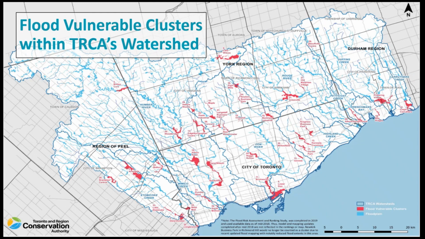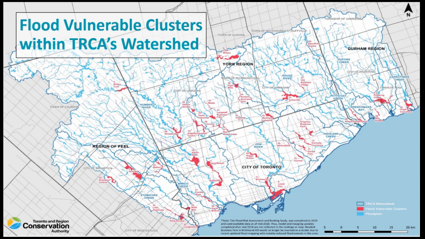We can see here that a number of these flood vulnerable clusters are located in the region of Peel, and they're ranked within the top 10. Bolton Downtown Core, number 6 being Avondale, and number 3 being Dixie Dundas. We will go over these 3 in the next couple of slides.